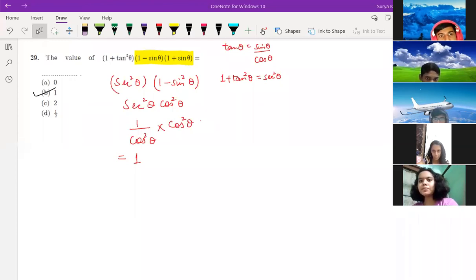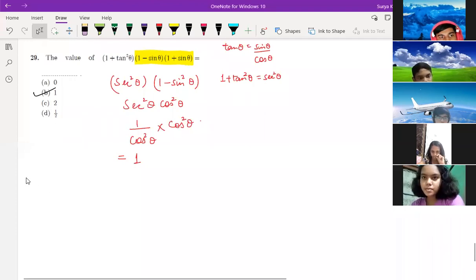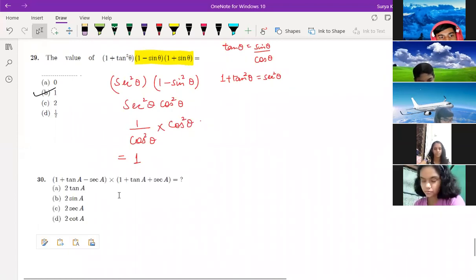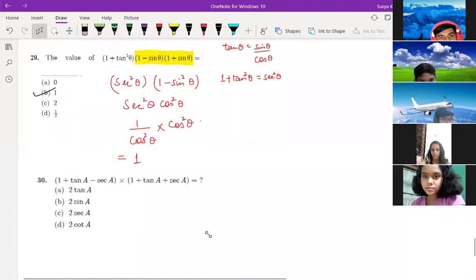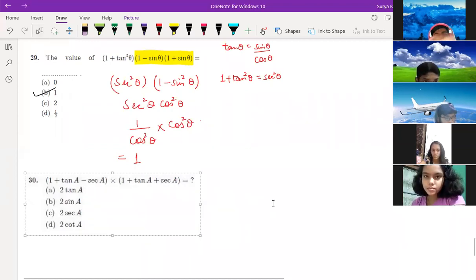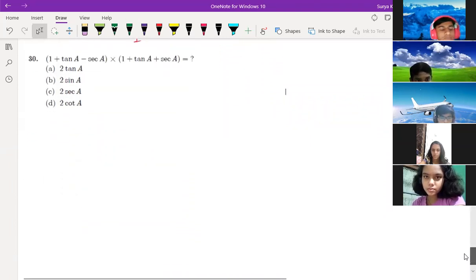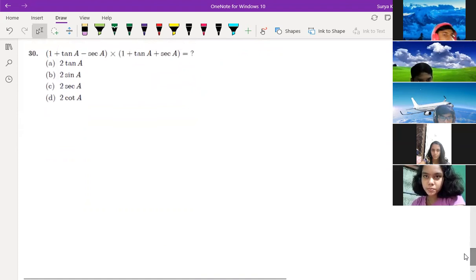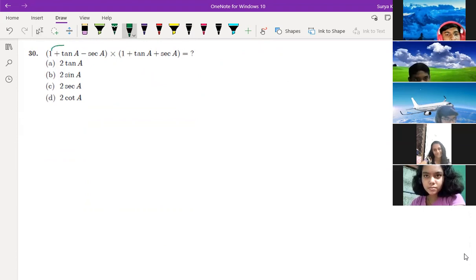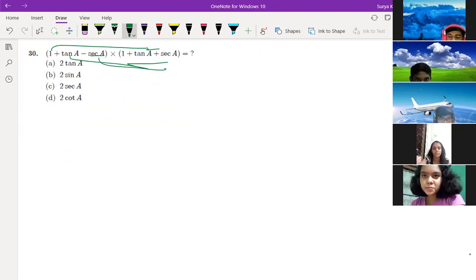Achha, this one you do. How to solve this question? Everyone knows the answer, but how to find it? Question number 30. Sir, I like to multiply everything in this. Everything you have to multiply. That's what I always do. Okay, means 1 with everything, then tan A with everything, and sec A with everything, like that.